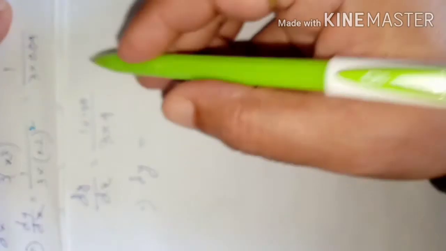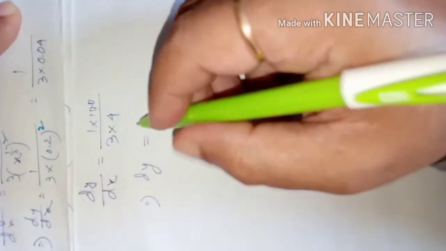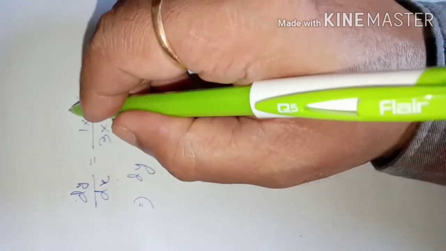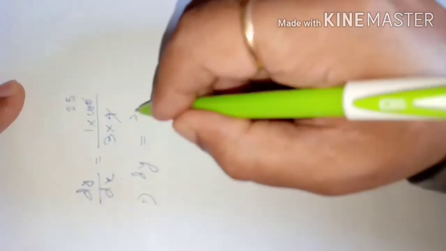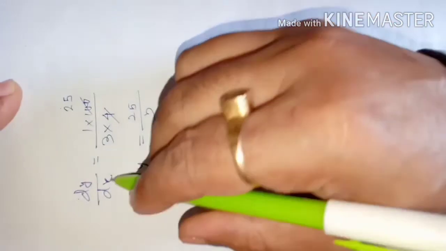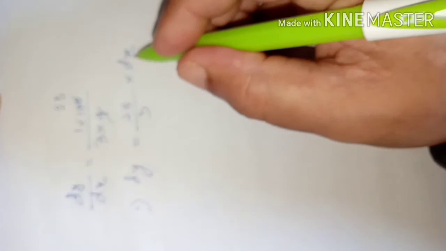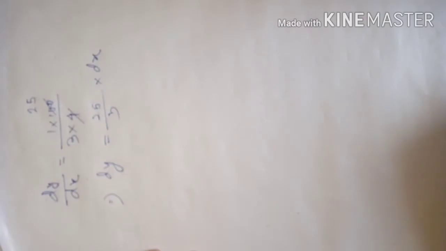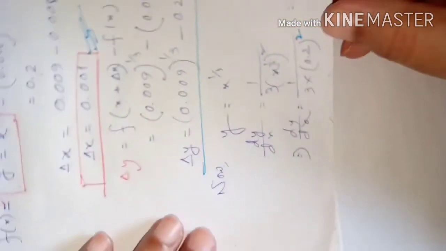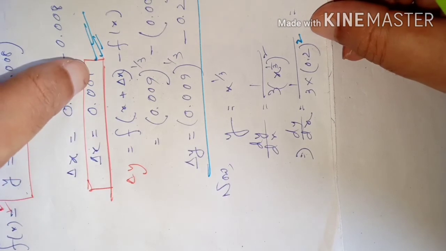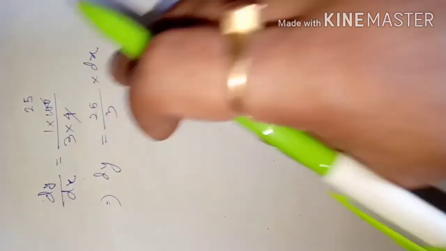So now we get dy is equal to, transposing dx to that side, 4 by 100, cancelling the 100, it will be 25 by 3, and this dx goes there, into dx. Dear students, dx is nothing but delta x. As I told you before, dx is actually equal to delta x only. Delta x is 0.001, so we put 0.001 here.